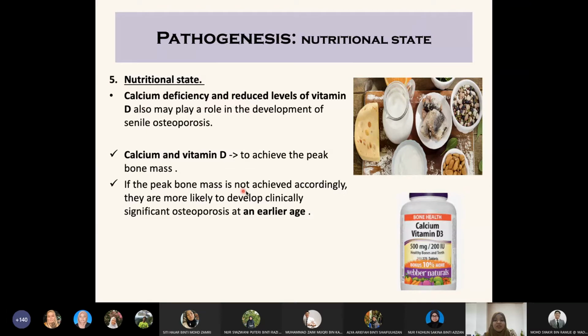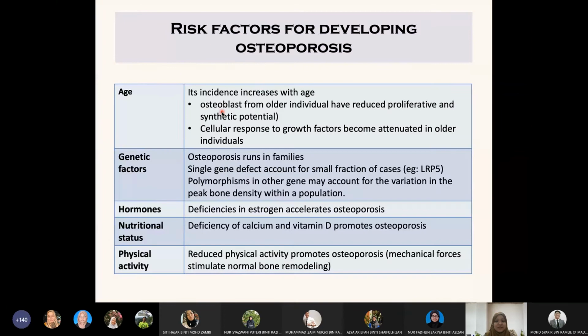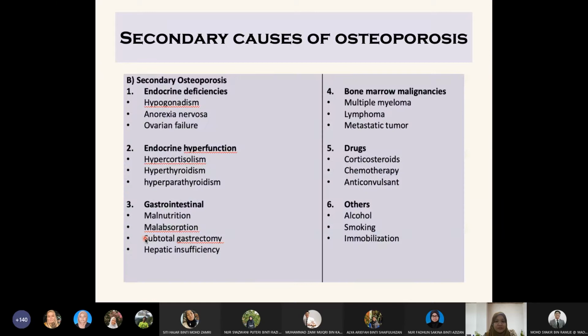So if the peak bone mass is not achieved accordingly, they are more likely to develop osteoporosis at an earlier age. Okay, so the nutrition, the physical activity, and the hormonal factors all influence the peak bone mass, whether you will have osteoporosis, and whether it will be delayed or early. Okay, so in summary, these are the risk factors for osteoporosis, like what I've mentioned before. It's all in your Robbins.